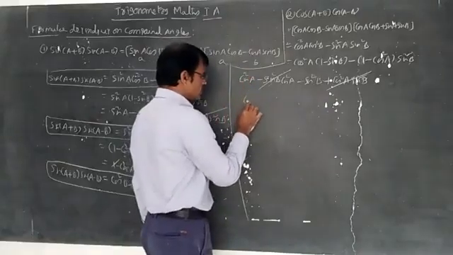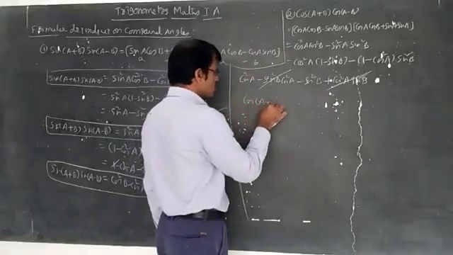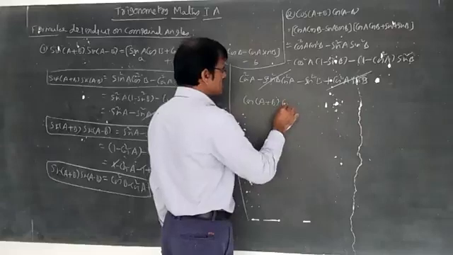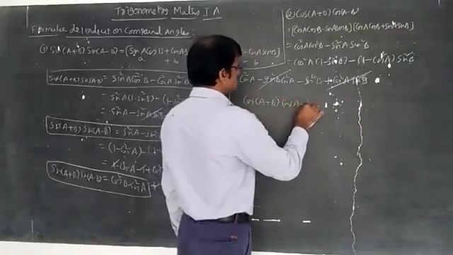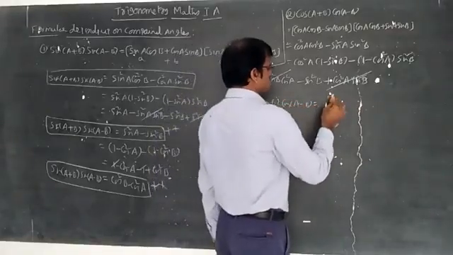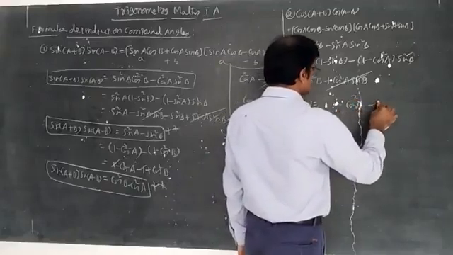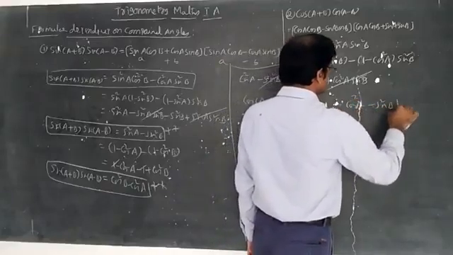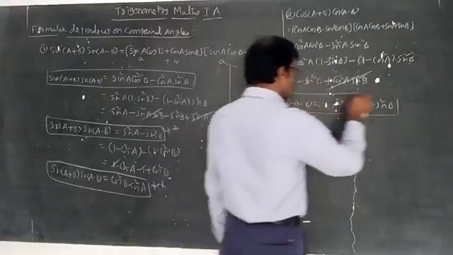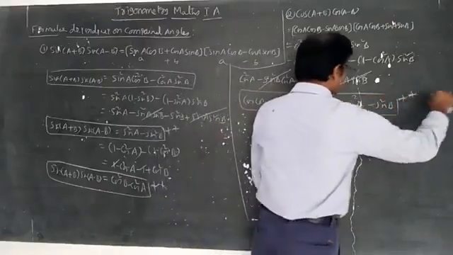Therefore, write the formula: cos of A plus B into cos of A minus B is equal to cos square A minus sin square B. This is a formula. Put a star mark here.